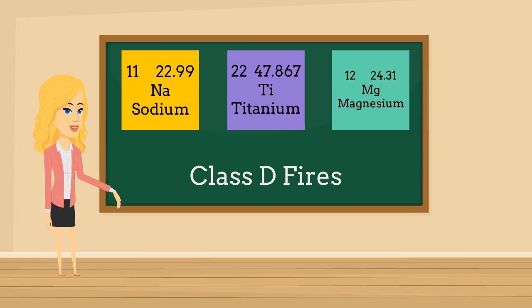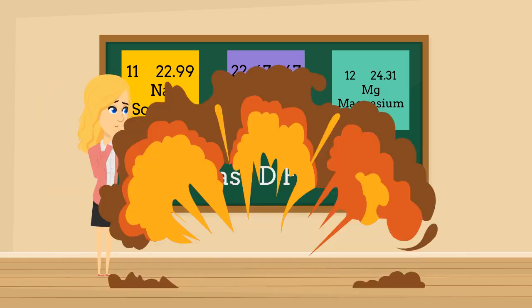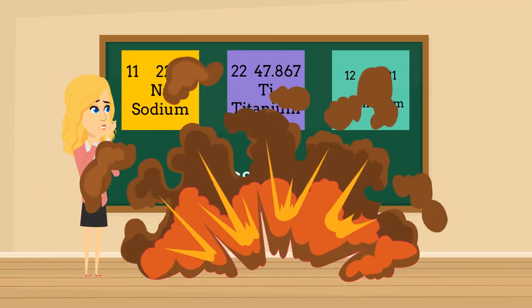Class D fires are started from metallic substances such as sodium, titanium, magnesium, aluminum, and zirconium. Class D fires should be put out using a dry powder extinguisher or sand. Do not use water or foam. Water or foam extinguishers may contribute to dangerous explosions.